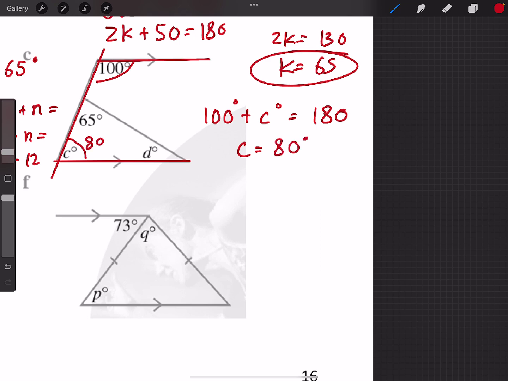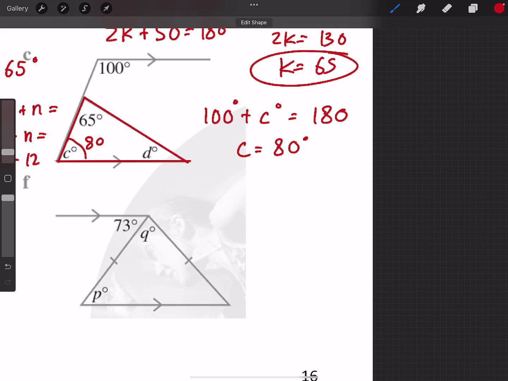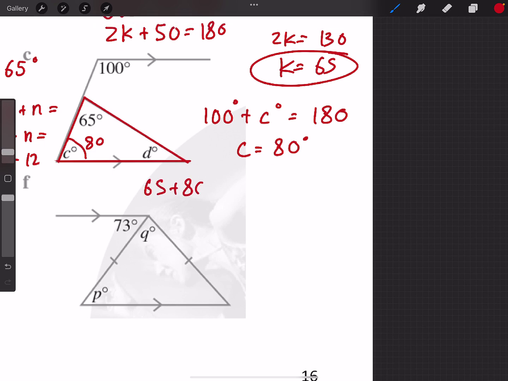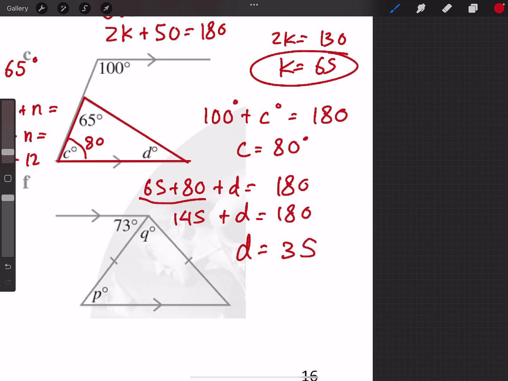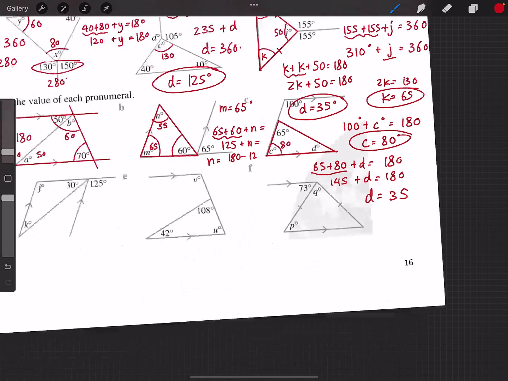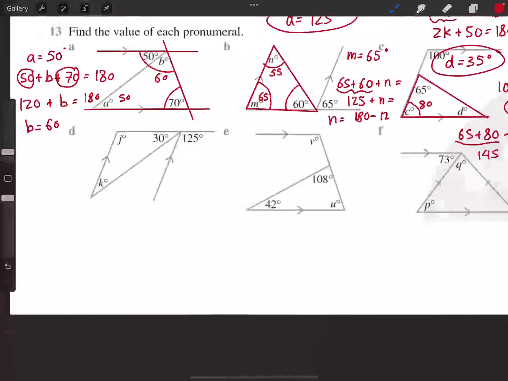This is 80 degrees. Alright, now we can use this triangle here. We can say 65 plus 80 plus angle D is equal to 180 degrees. Okay, this will add up to 145 plus angle D is equal to 180. Angle D must equal 35. So D is equal to 35 degrees. Done. And C is 80.